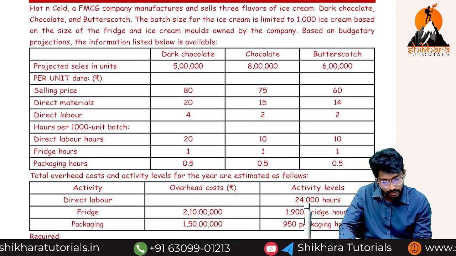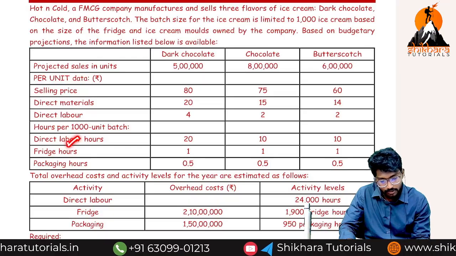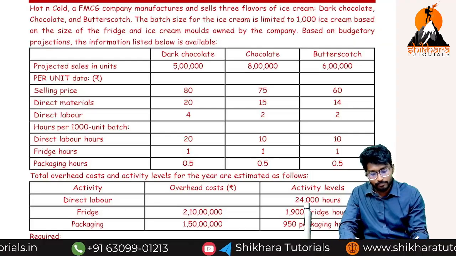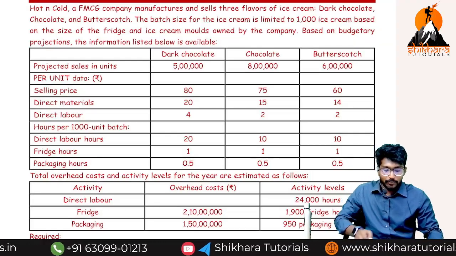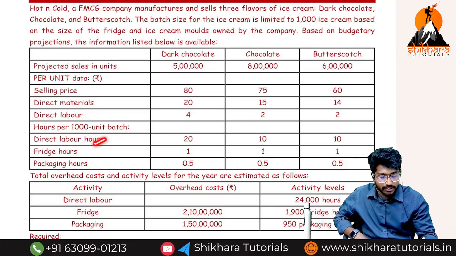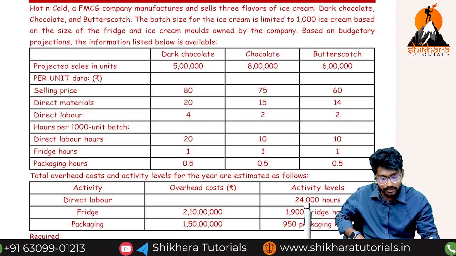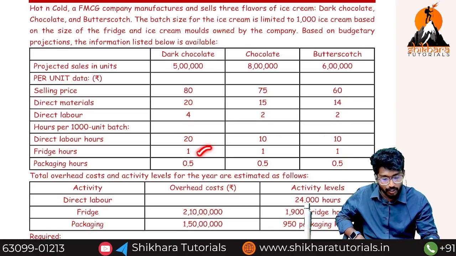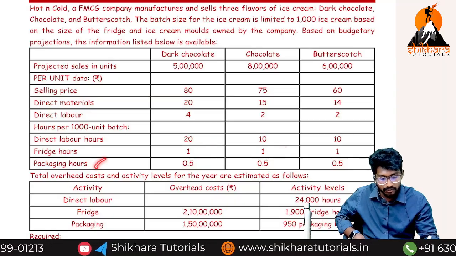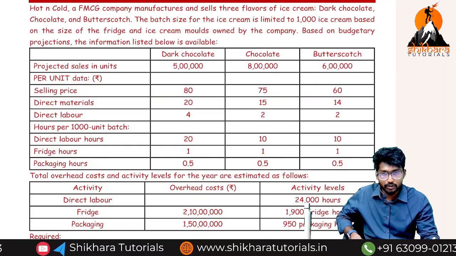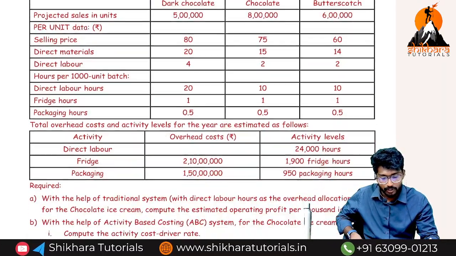Here per unit data is given. Direct labor hours per 1000 unit batch are 20, 10 and 10. Fridge hours per 1000 unit batch are 1 hour each. Packing hours per 1000 units are 0.5, 0.5 and 0.5.